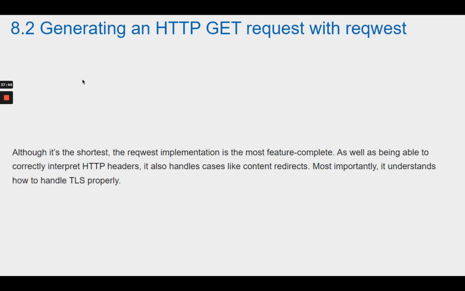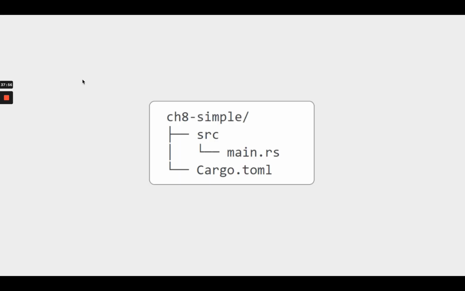As well as being able to correctly interpret HTTP headers, it also handles cases like content redirects. Most importantly, it understands how to handle TLS properly. In addition to expanding networking capabilities, request also validates the content's encoding and ensures that it is sent to your application as a valid string. None of our lower-level implementations do any of that.